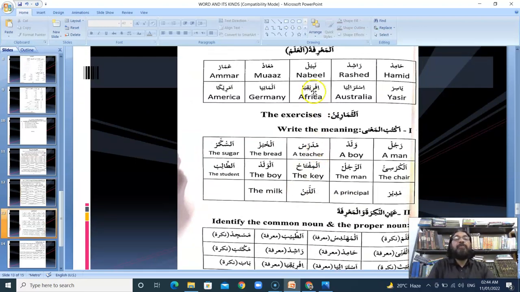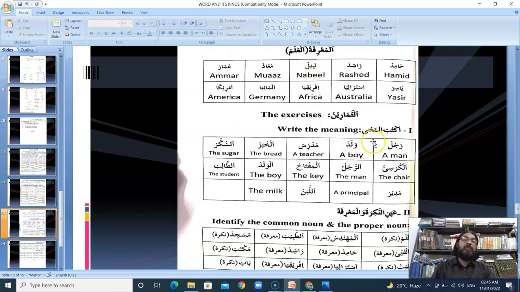Then after that, al-alam. Al-alam, the marifa. Alam means flag. So already I explained this one on the top pages. Hamidun, Rashidun, Nabilun, Muazun, Ammarun, Yasir, Australia, Ifriqiya, Almania, America. These are words which don't have the alif lam in the beginning, but these are the particular name of a country or name of a person. That is why without alif lam it will also be considered as a proper noun.